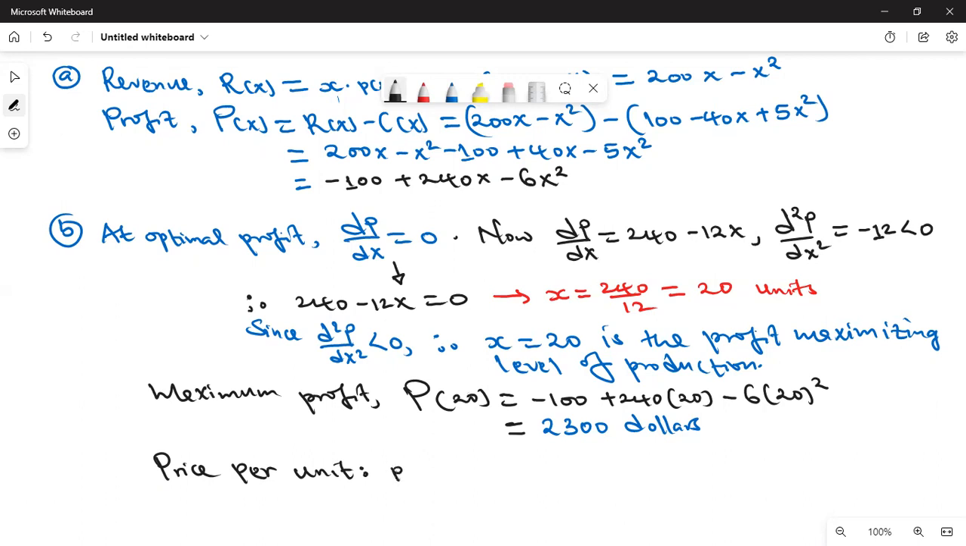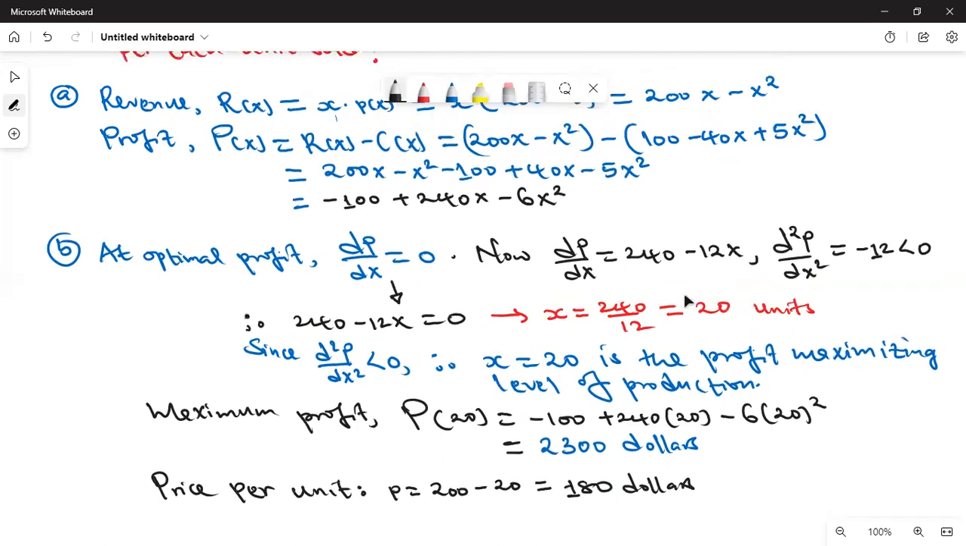So that small p is equal to, remember, you are told the small p, which is the price, is equal to 200 minus X. So that would be 200 minus our X. In this case, we have found 20. 200 minus 20 is the same as 180. And so that is in dollars. So that means for you to get the maximum profit, each unit must be sold at $180 price per unit. So we've answered part B. Let's go to part C.